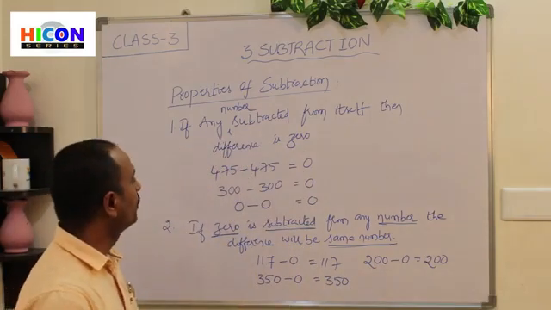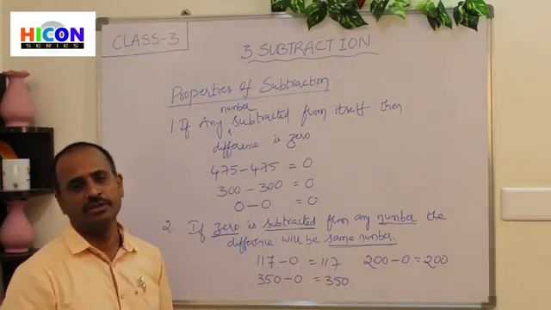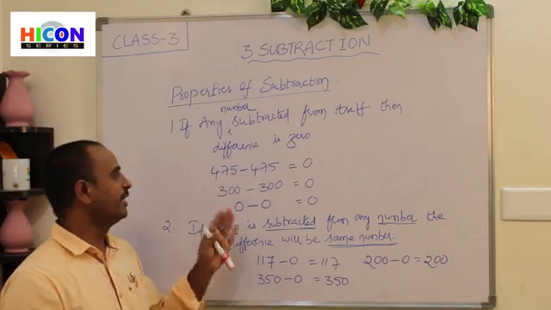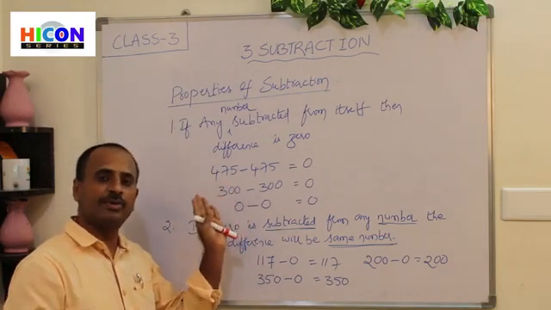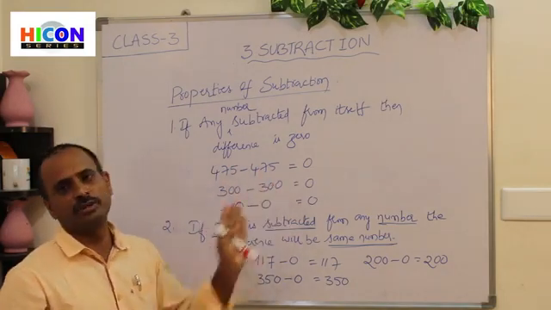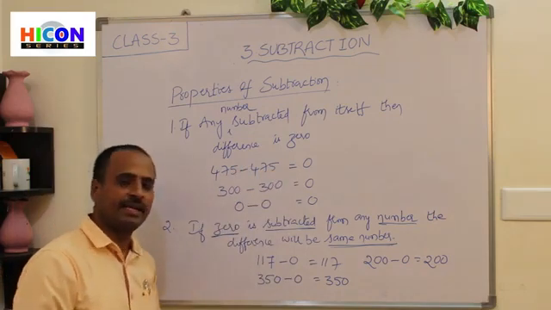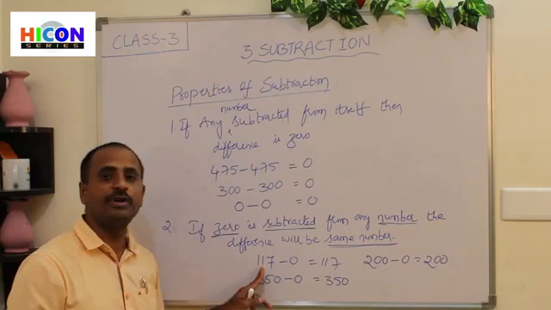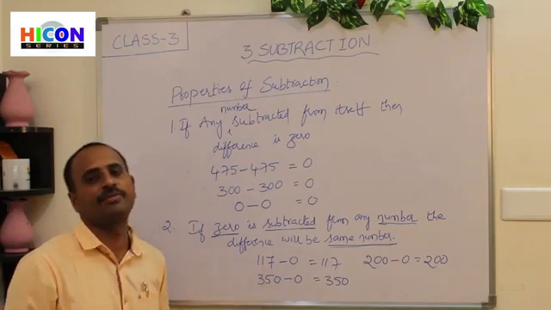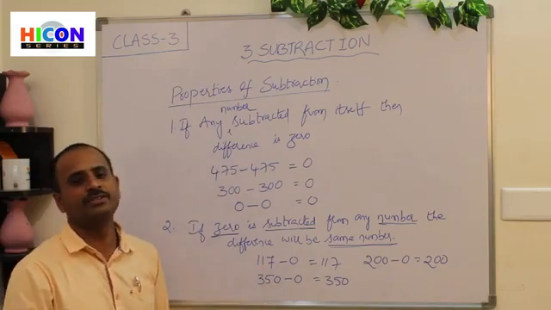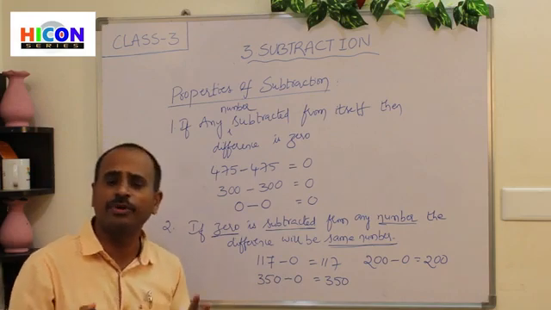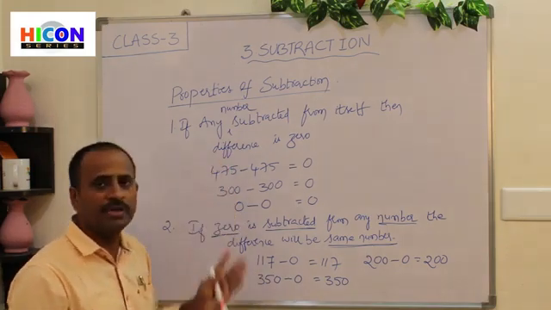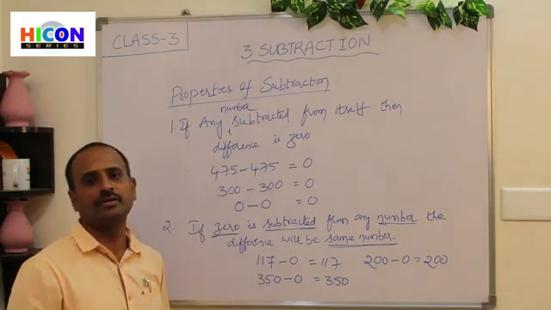So these are the two properties of subtraction. The first one is, if any number is subtracted from the same number, the answer will be 0. And the second property is, if 0 is subtracted from the given number, again we will get the same number. So these are the two properties. Now we will practice some problems on these properties of subtraction in the exercise part.